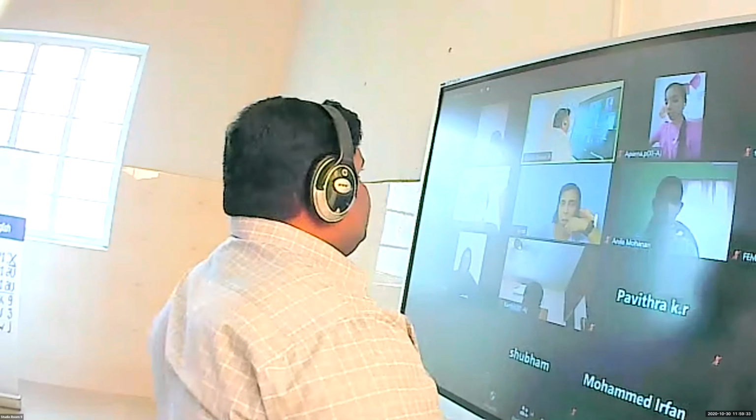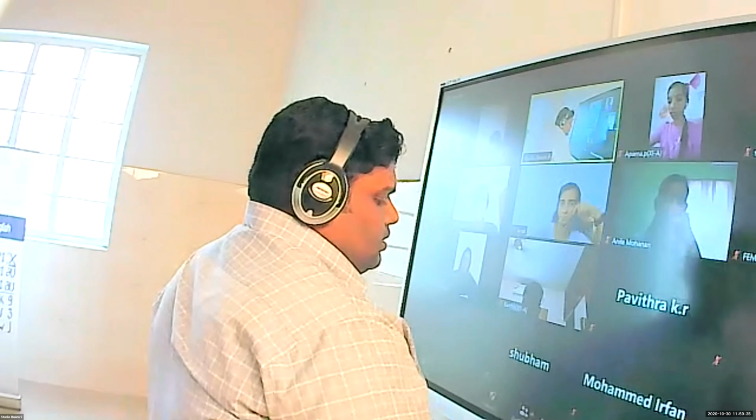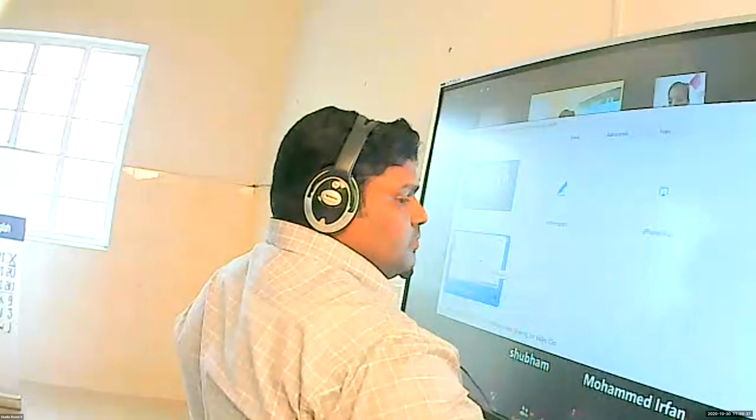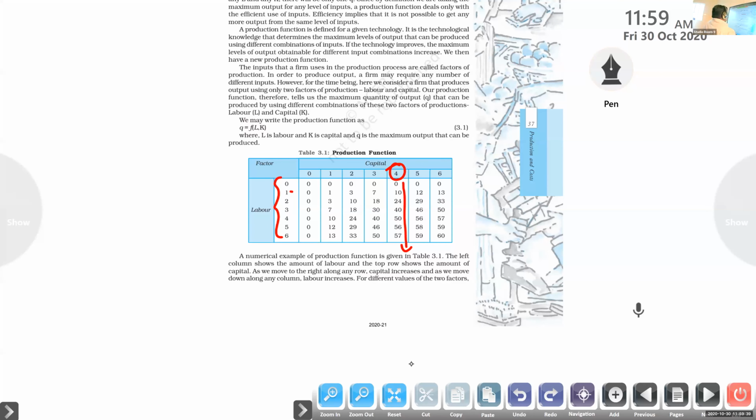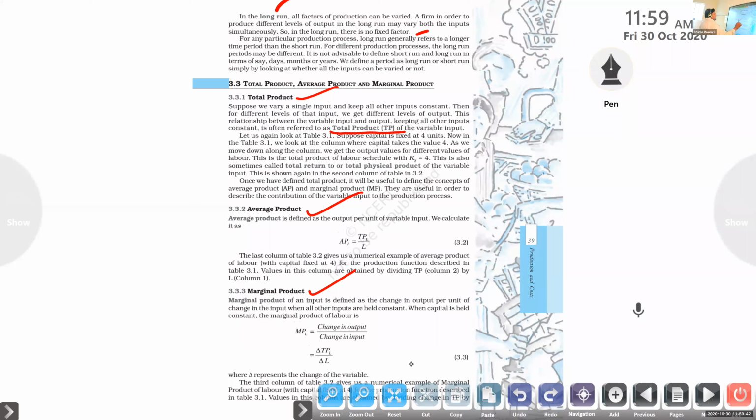Hope you got that point. So here we got the output values for different values of labor. This is the total product of labor schedule with K equal to 4. This is also sometimes called total return. So total product is sometimes called total return or total physical product.